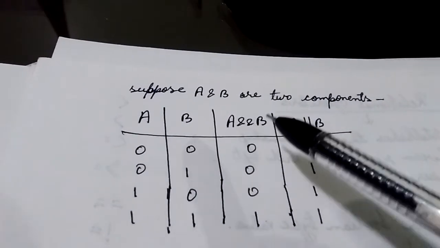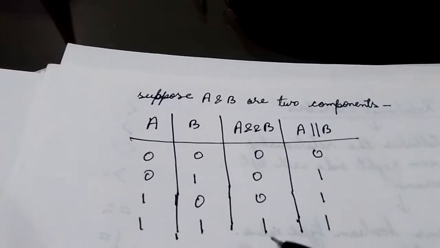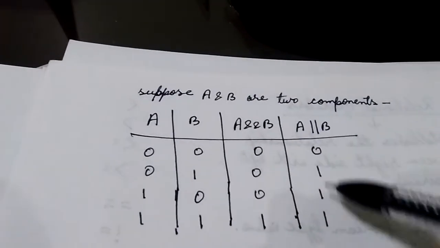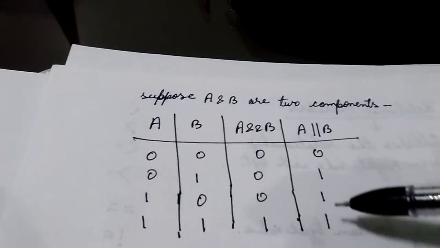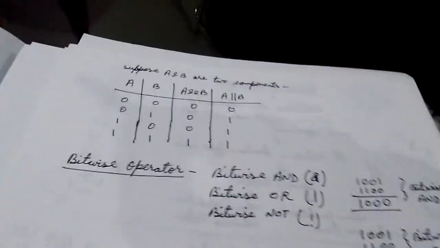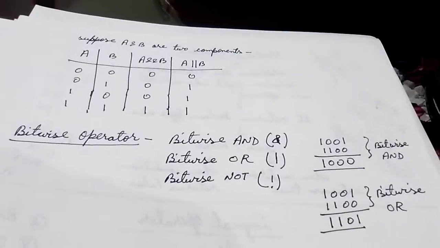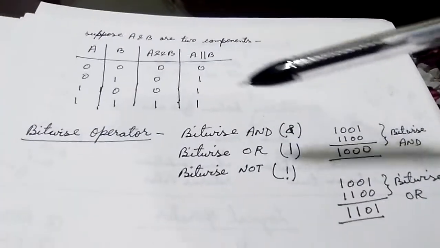So this is very clear with this table that and returns true when both the conditions are true. And or returns true when either one or both are true. Based on this, we see the bitwise operator. Bitwise operator works with bits. It is not an addition. It works on bits, like bitwise and.